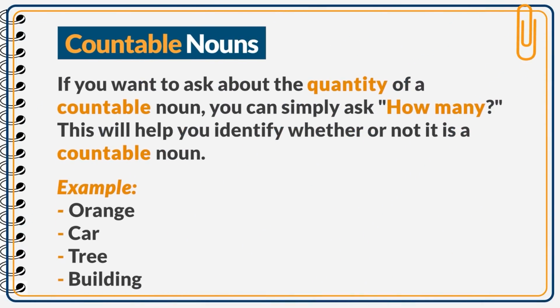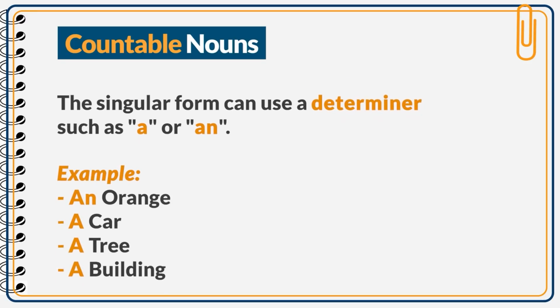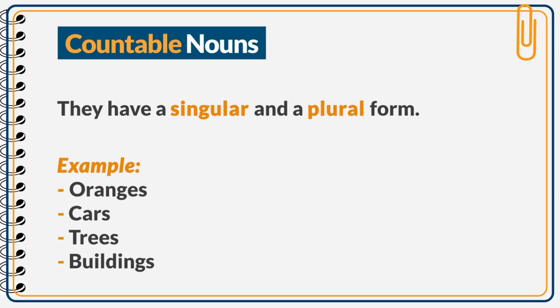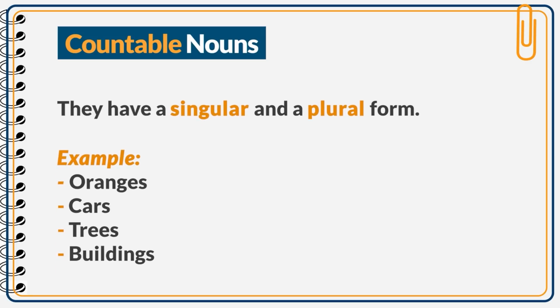Countable nouns. If you want to ask about the quantity of a countable noun, you can simply ask how many. This will help you identify whether or not it is a countable noun. For example, orange, car, tree, building. These are all countable. The singular form can use a determiner such as a or an. For example, an orange, a car, a tree, a building. Countable nouns have a singular and plural form. For example, oranges, cars, trees, buildings.